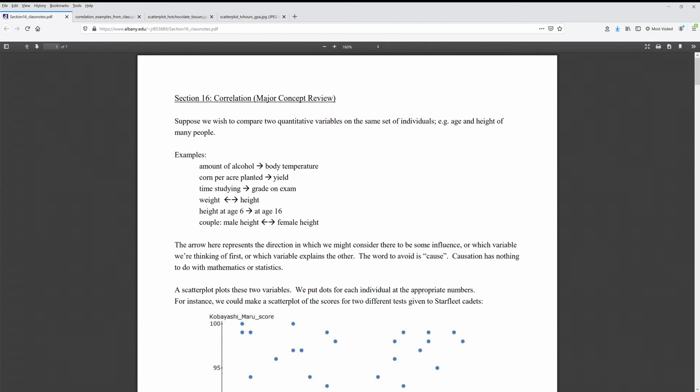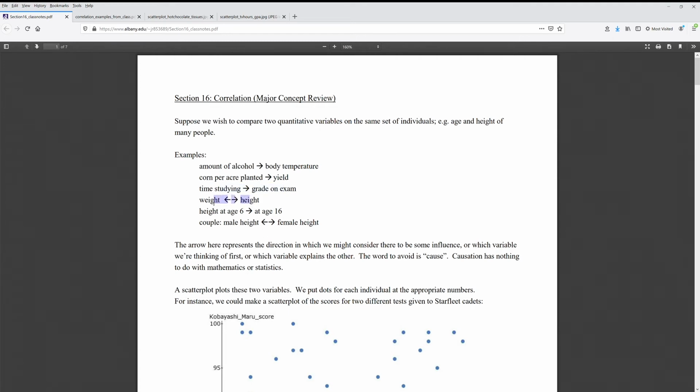Examples: amount of alcohol, body temperature. More alcohol, what effect does it have on body temperature? Corn per acre planted versus corn per acre yield. Time studying versus grade on exam. Notice again that they can be two very different kinds of variables. Hours, percent on exam, weight and height.